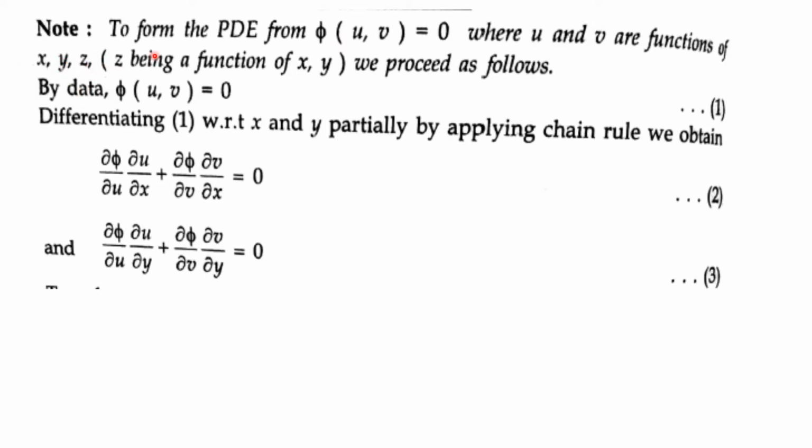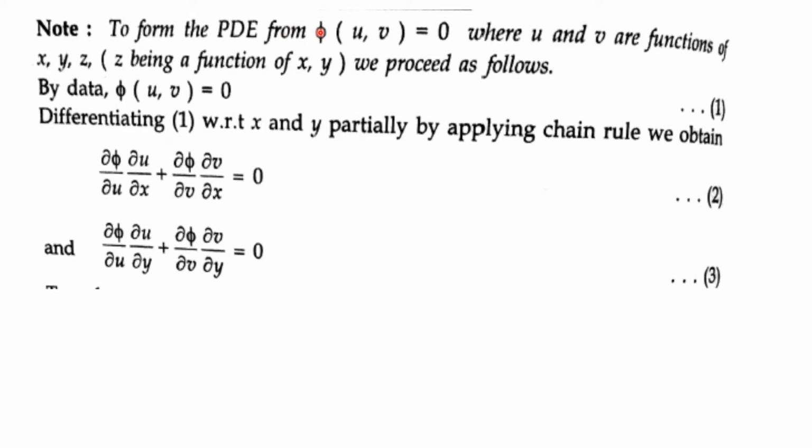So what we have to do is differentiate this equation 1 partially with respect to x and y by applying the chain rule. Why chain rule? Because phi is a function of u comma v, and u comma v is a function of x and y. So that is why we need to apply the chain rule. Now I'll differentiate equation 1 partially with respect to x by applying the chain rule.